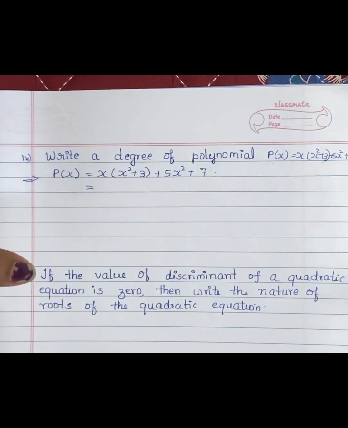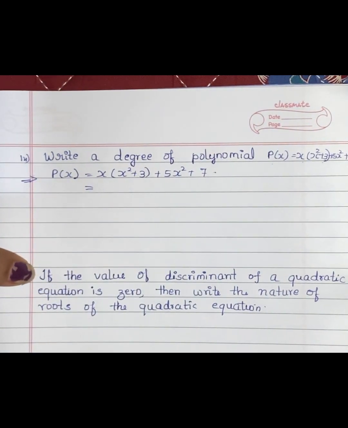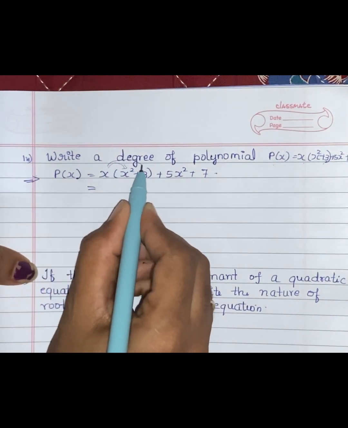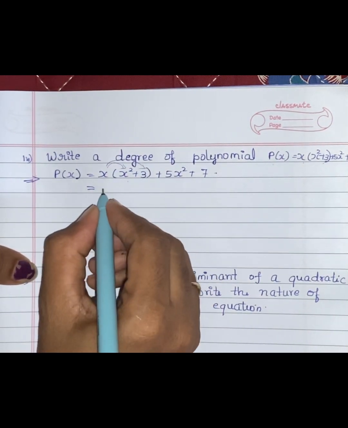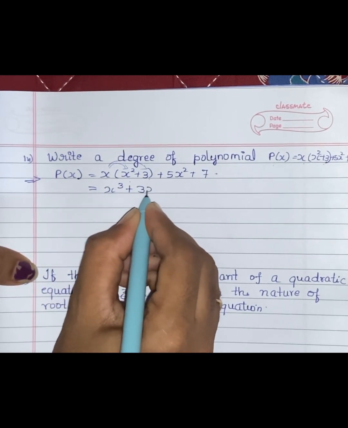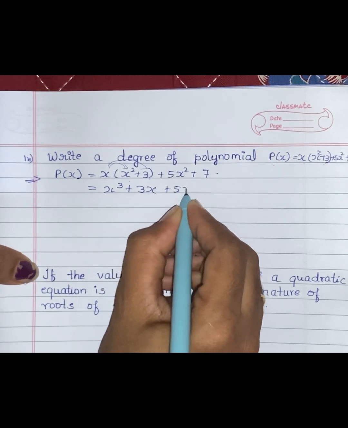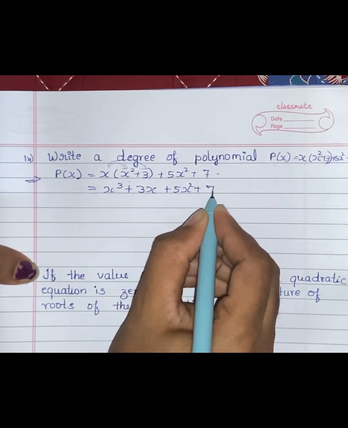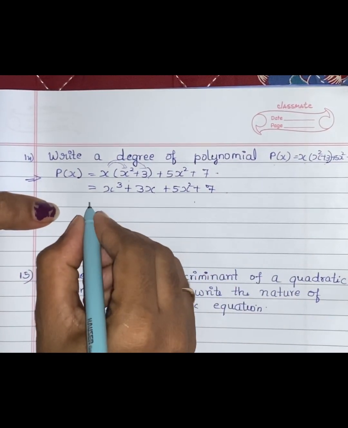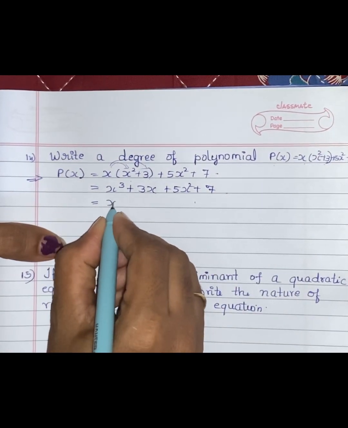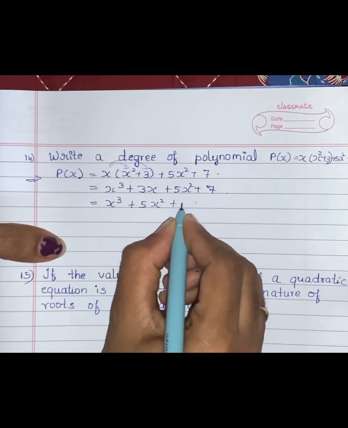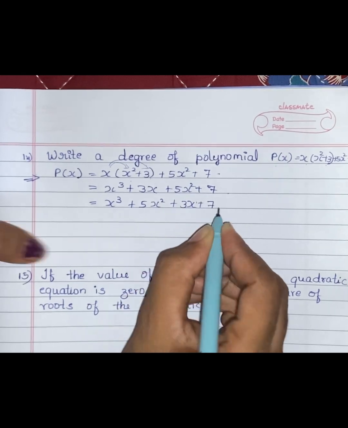Next we need to simplify this equation. How do we simplify it? This into this and this into this. x into x squared is x cube, plus x into 3 is 3x, plus 5x squared plus 7. So this is the final equation we have. We'll write it in order: x cube plus 5x squared plus 3x plus 7.